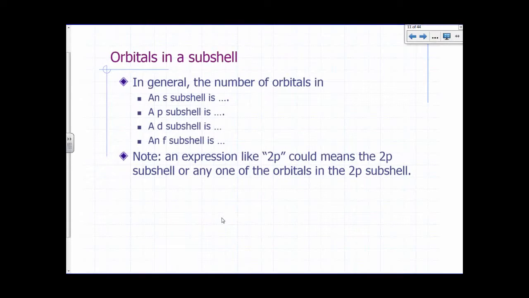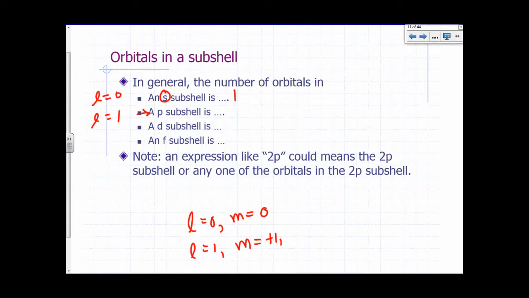In general, the number of orbitals in an s subshell: for an s, l equals 0, so the only possible value of m is 0. So you only have 1 orbital, so an s subshell is also an s orbital. A p subshell, p is code for l equals 1, so the possible values of m are +1, 0, and -1. That's 3 possible orbitals.